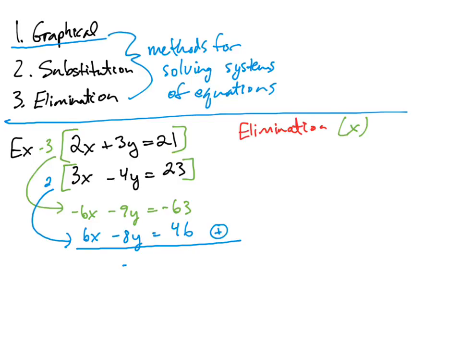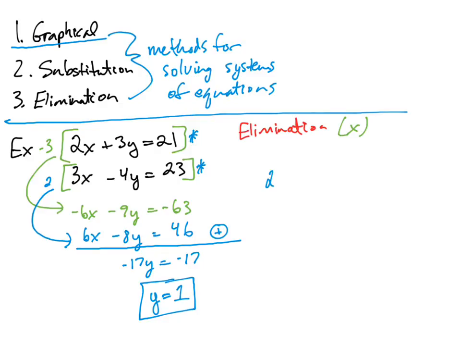We're going to get -17y is equal to -17. Now we just have one equation with a single variable, and we can solve that just by dividing by -17. We get y is equal to 1 here. And then at this point, what we do is we take the value of y and we substitute that back into either of our original equations, and then we solve for x. So I'll substitute this into the first equation.